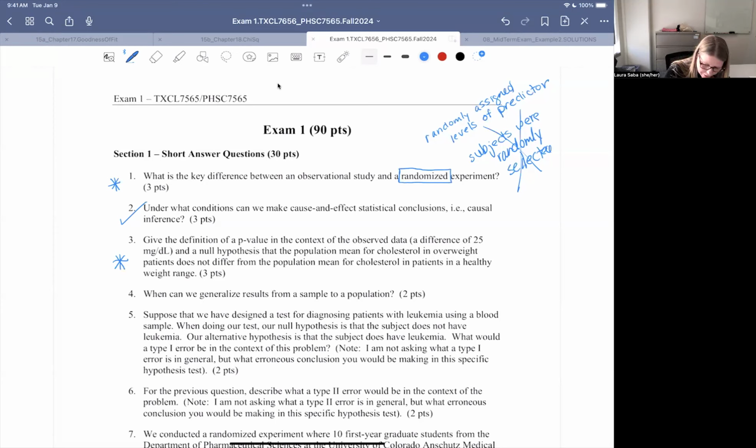Question number 4 will also be on the final. When can we generalize results from a sample to a population? You have to talk about random sampling here, right? So being able to distinguish random assigning levels versus randomly selecting subjects between these two.